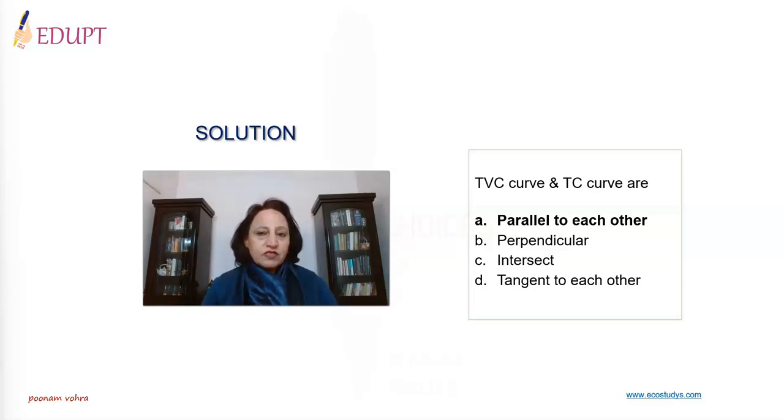Total variable cost and total cost curves are parallel to each other. It is so because the difference between these two is total fixed cost, which remains the same whether zero output or low output or high output is produced.